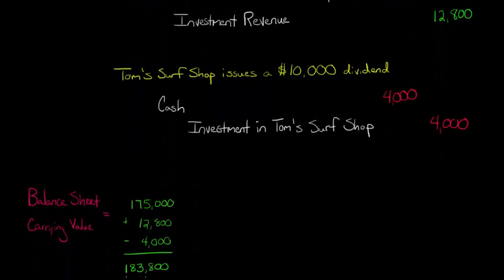So if we were to think about our carrying value at this point, and by carrying value, I just mean if we were to look at the balance sheet, what is investment in Tom's Surf Shop? What does that show? We have that $175,000 that we originally paid, plus the $12,800 proportionate share of their net income, and then minus the dividend of $4,000. So it would be $183,800 is the carrying value of the investment in Tom's Surf Shop at the end of the period.